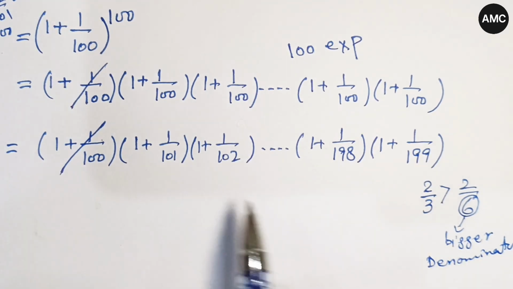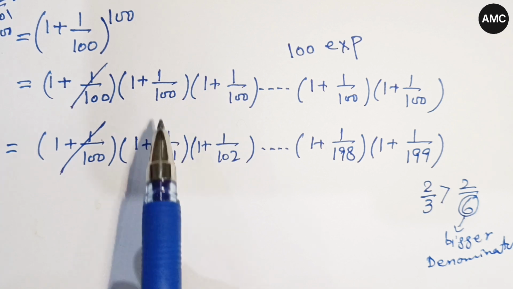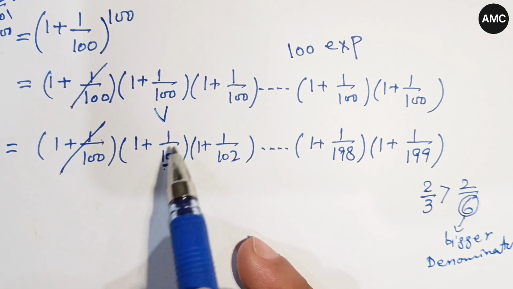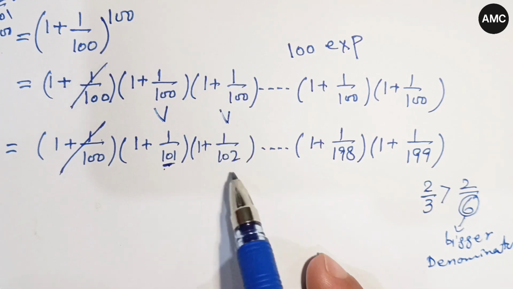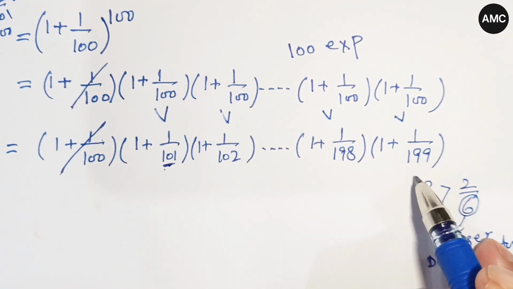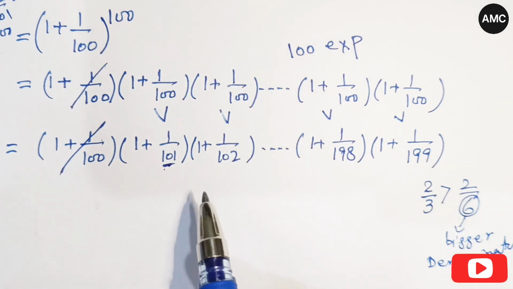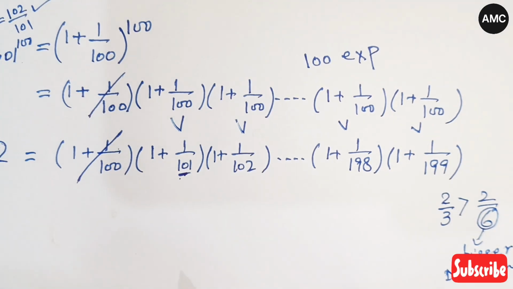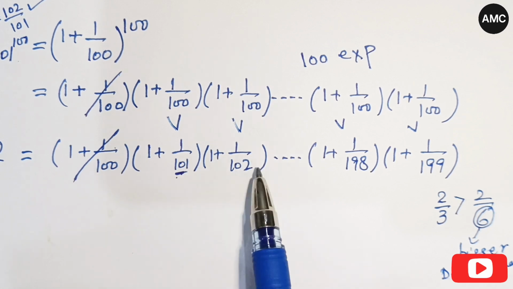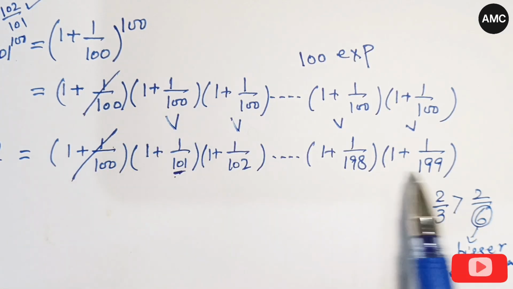So here, comparing these, we have the bigger denominator 101, so it is less than this one. So 1 plus 1 over 100 is bigger than this one. Similarly, 1 plus 1 over 100 is bigger than this one, and bigger than 1 plus 1 over 199. All the denominators here, 101, 102 and so on, are greater than 100. So these 100 expressions are greater than those 100 expressions.